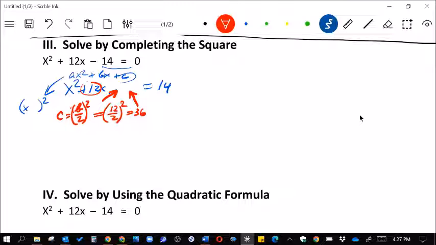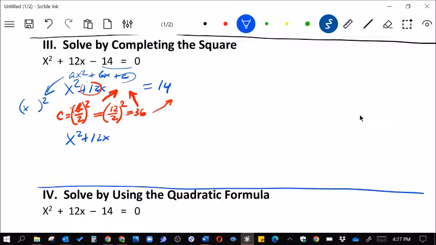So we're going to add 36 in there, but we also have to add it on the other side. So what we get is x squared plus 12x plus 36 equals 14 plus 36. If we're going to add it on one side, we also have to add it onto the other. That's something we can't forget about. So we just added that much. Now this does give us x plus 6 squared equals 50.